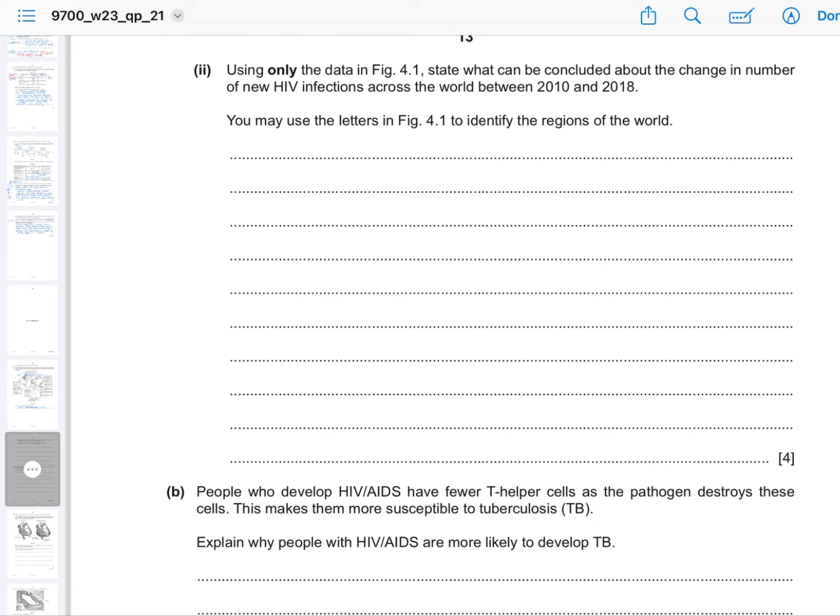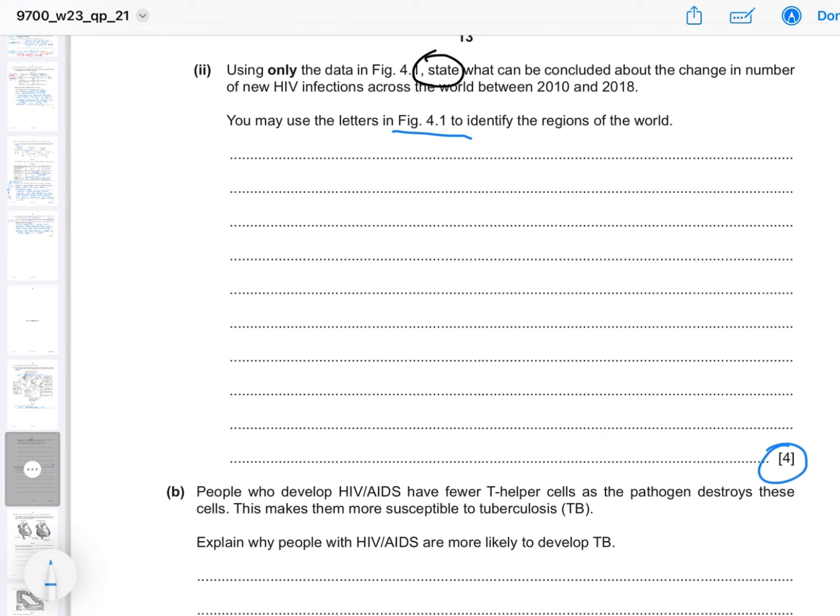To answer part 2, you need to pay attention to the word state, meaning that you need to quote and describe the change shown by data in figure 4.1. Do not include any explanation or the potential cause of the change in your opinion for the answer. You're just supposed to state the data shown in the figure. This is a 4-mark question. I would suggest you start with the general trend and then also mention any exceptions to this trend.